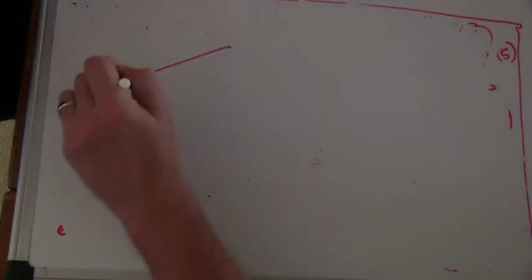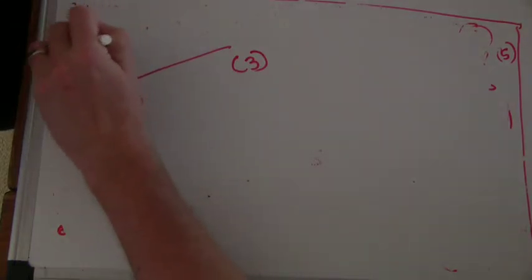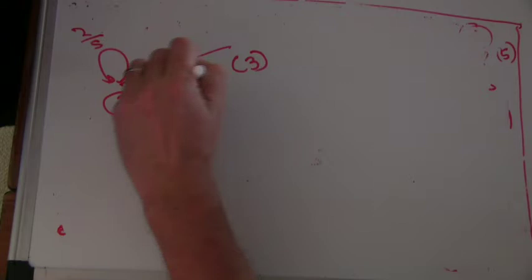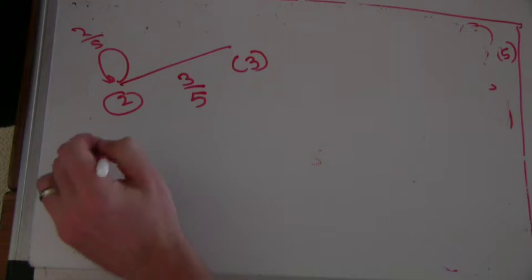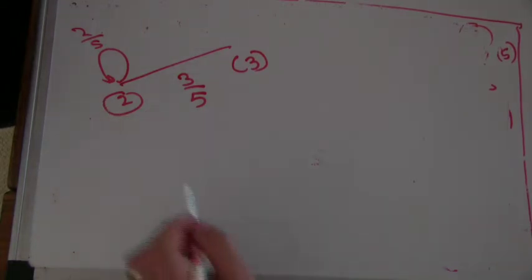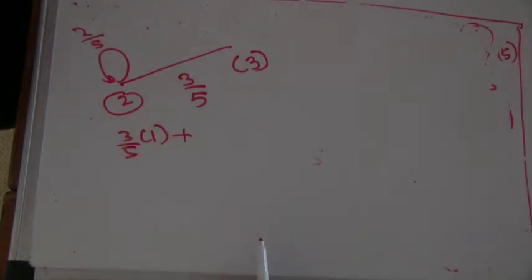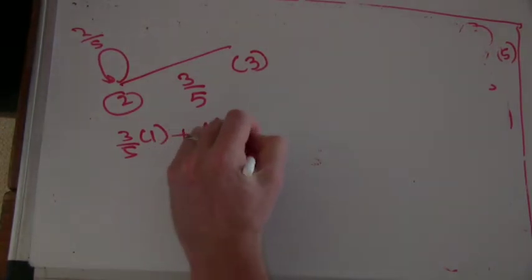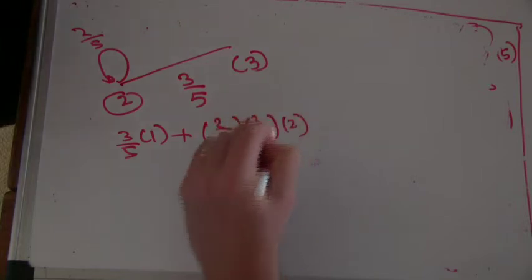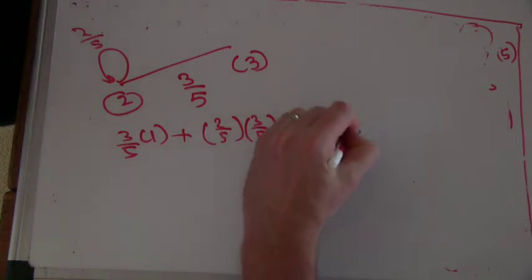And let's look at the series for just this step where we're going from 2 to 3, and it loops back on itself 2/5 of the time, and it advances 3/5 of the time. So how often does it take one step? 3/5 of the time it takes one step. And how often does it take two steps? 2/5 times 3/5. And then 2/5 times 2/5 times 3/5.